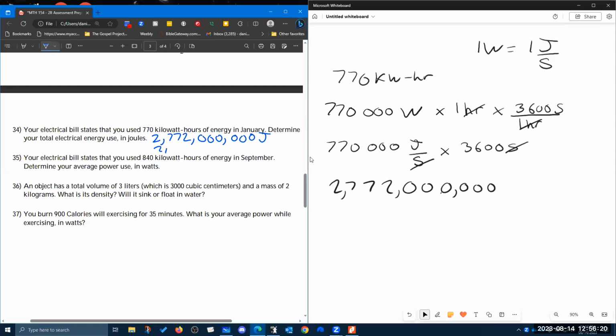So this is 2,772 megajoules. I really could say that this is 2.772 gigajoules if I wanted to. Just remember your prefixes for your metric system, and it'll make sense what I'm saying: 2,772 megajoules is the same thing as 2,772,000,000 joules, which is the same thing as 2.772 gigajoules. All those are the same thing, right?